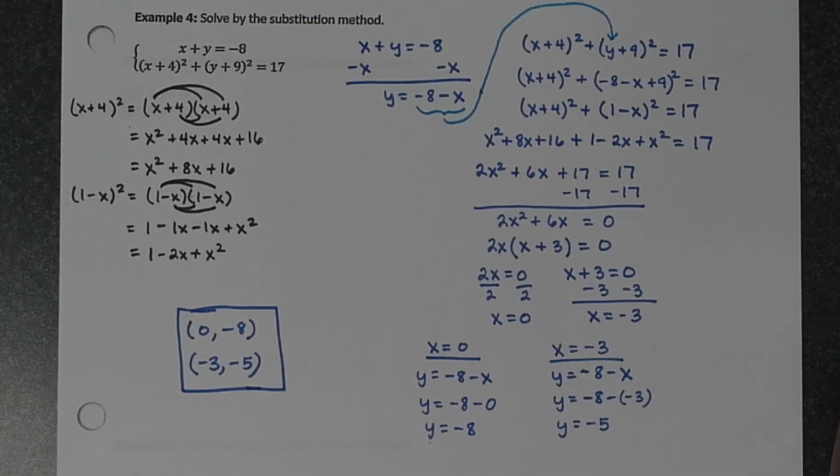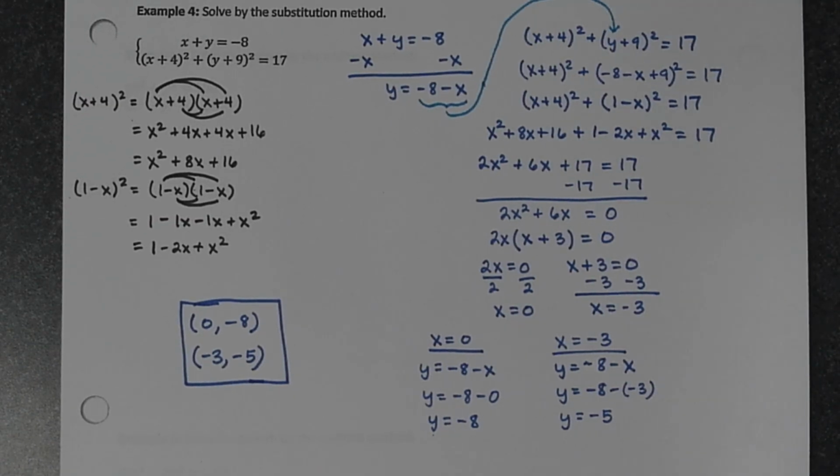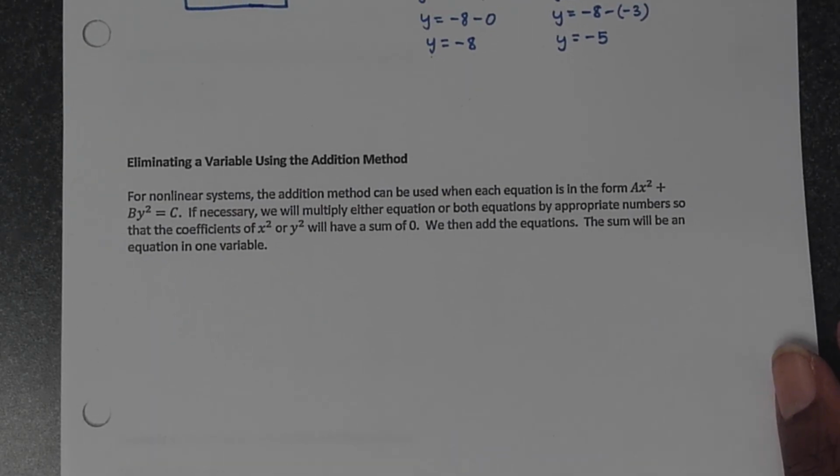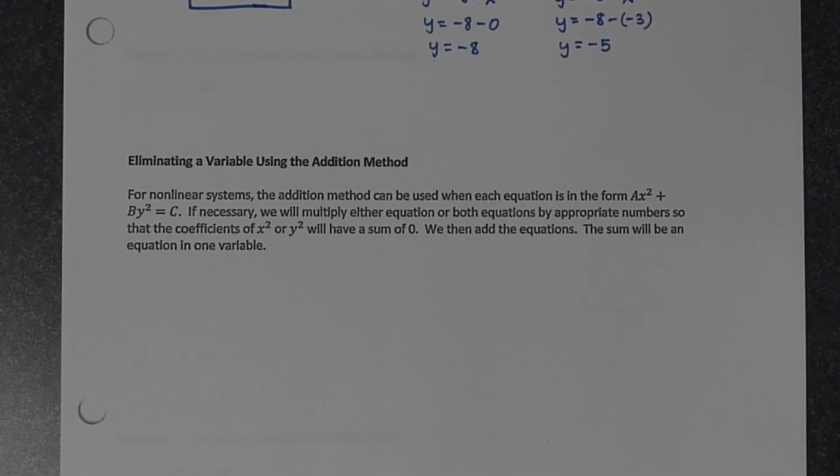All right, next we'll look at how to eliminate a variable using the addition method. For nonlinear systems, the addition method can be used when each equation is in the form ax squared plus by squared is equal to c. If necessary, we will multiply either equation or both equations by appropriate numbers so that the coefficients of x squared or y squared will have a sum of 0. We then add the equations, and that sum will be an equation in a single variable.